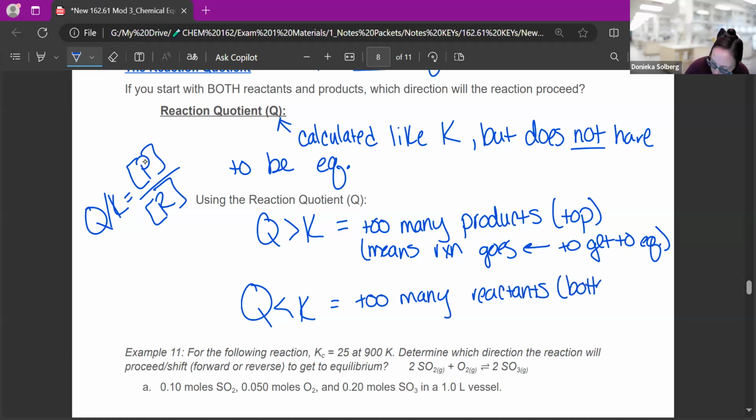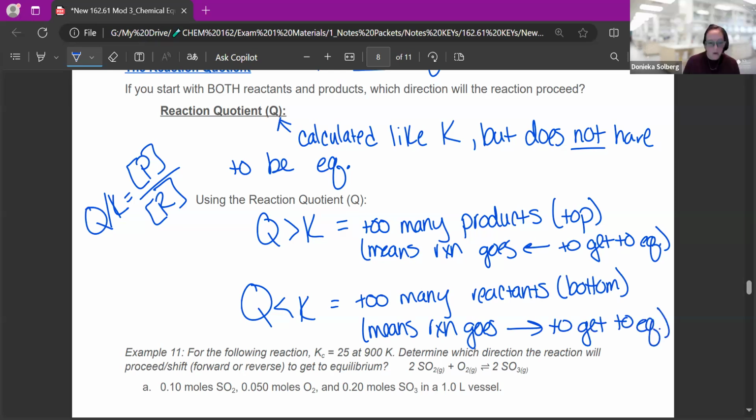That's the bottom, right? Mathematically, you can see how that kind of works out. So that means the reaction goes forward to get to equilibrium. So if you're not sure which way the reaction is going to go, usually we're talking about reactions going forward, but they can absolutely go backward. They're reversible. So we can calculate Q and determine which way it's going to go.